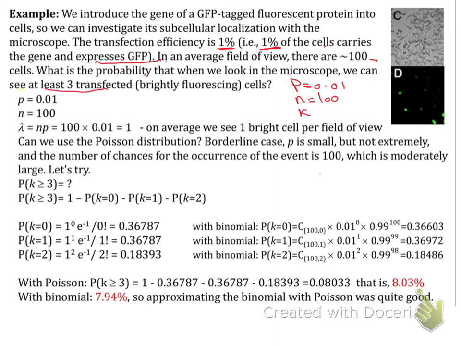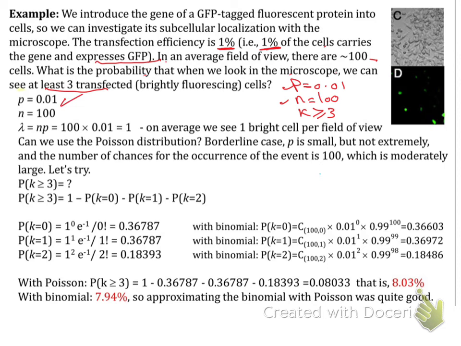K is not equal to 3, K is at least 3, so it's greater than or equal to 3. Since I have N and P, I can use the binomial. But here he is asking whether we can use the Poisson distribution or not. So let us follow the steps which they have mentioned here.